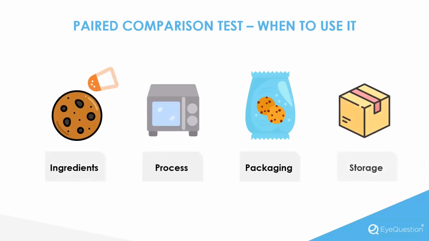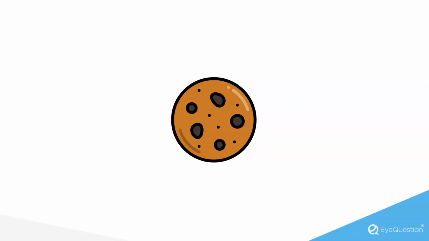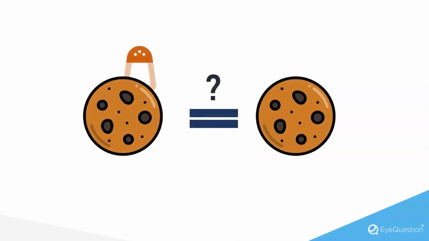Paired comparison testing is ideal for scenarios where a perceptible difference might exist due to changes in ingredients, processes, packaging, or storage. Let's now explore an example together. Imagine your company produces cookies, and you've discovered a new sweetener to substitute in your current formulation. However, you want to ensure that the sweetness of your cookies remains unchanged. In this case, you can set up a paired comparison test to figure that out.